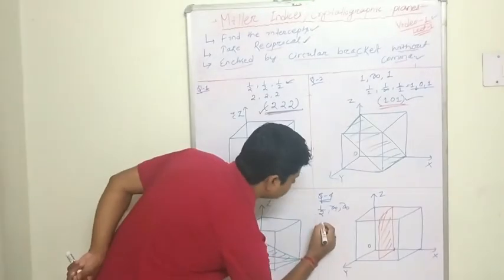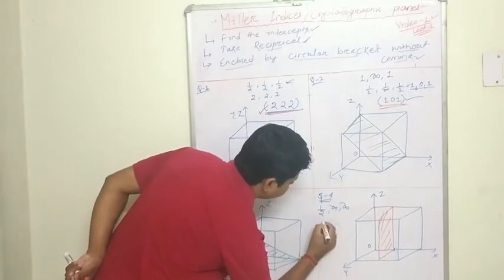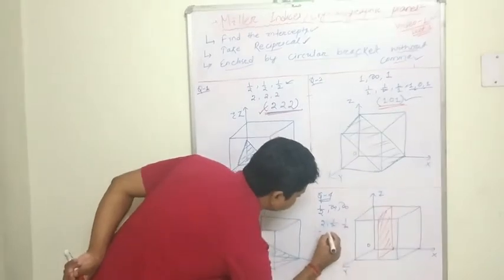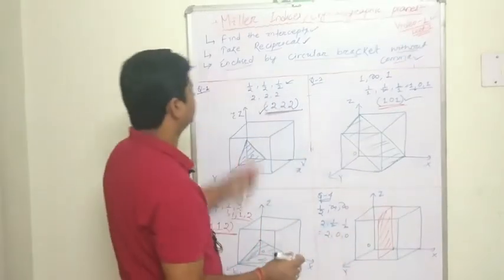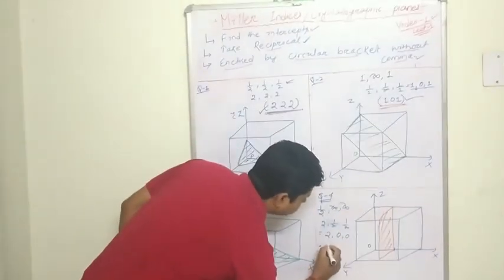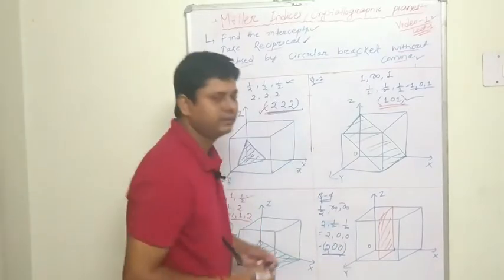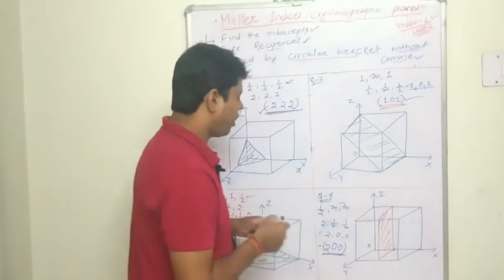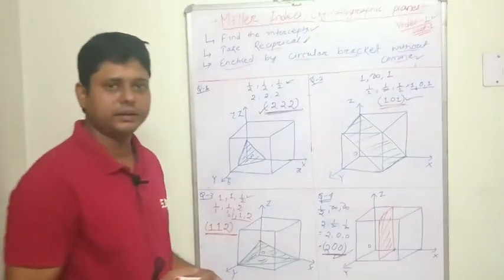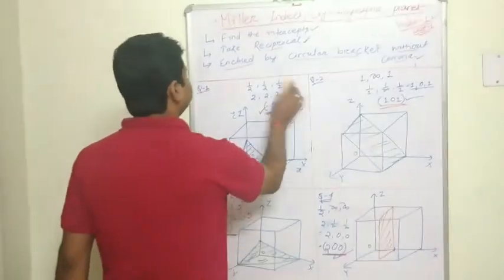So now take the reciprocal. It will be 2, and reciprocal means 1 by infinite and then 1 by infinite. That will be equal to 2, 0, 0. Now we enclose it in brackets without commas. It will be (2 0 0). So this is the required Miller indices of the plane. Now we go to the fifth question.